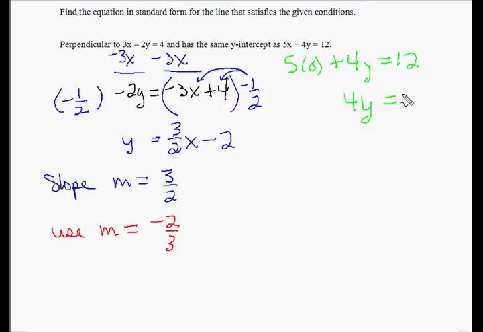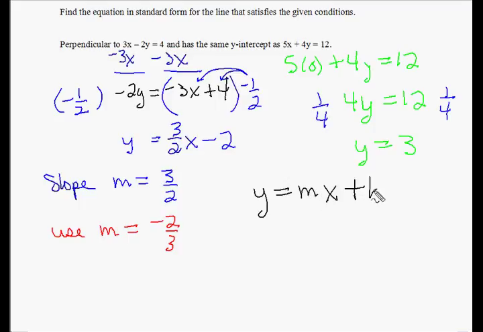If 4y is equal to 12, and multiplying both sides of the equation by 1/4, we get y equals 3. Let's recall that slope-intercept form, y equals mx plus b, and plug in these values, 3 for b and negative 2/3 for m. Magically, it's there.